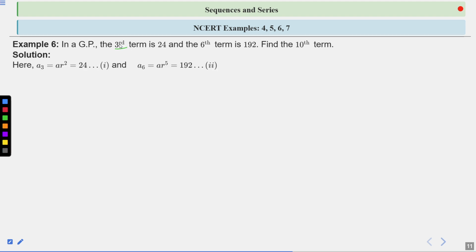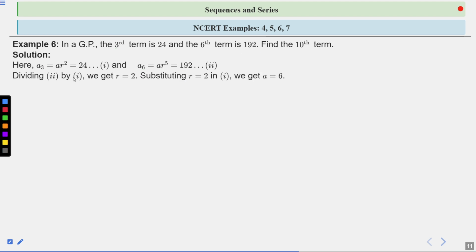As given, third term is 24. Using nth term formula, we'll get A3, which represents the third term, is first term multiplied by common ratio raised to power 2, which is equal to 24, already given to us. So A R square is 24. Applying nth term formula here, A6 will be equal to first term times common ratio raised to power 5. So A times R raised to power 5, which is 192, already given to us.